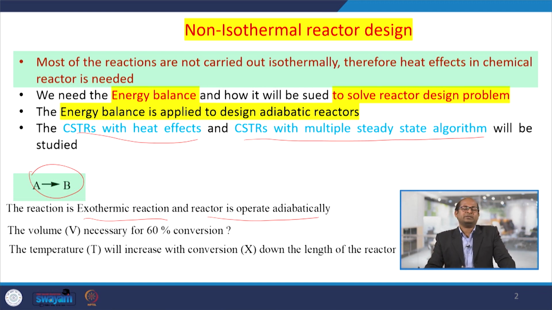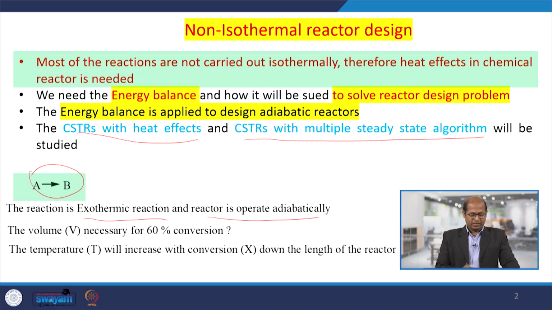Once the reactor system is ready, we will charge the reactant inside the reactor and maintain the reaction temperature, the desired temperature that is required. Once the reaction has started, it will proceed as per the reaction. If you conduct any reaction in an adiabatic reactor, what would be the volume necessary for a particular conversion, that conversion may be 50%, 60%, 70%, that we have to find out.